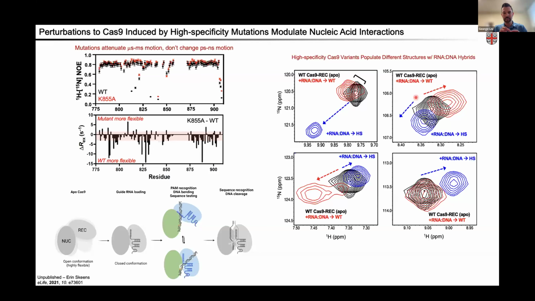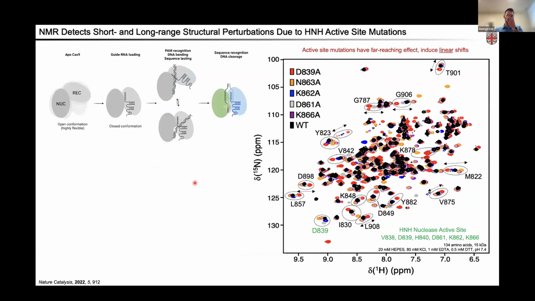So what's happening is that the interaction with the hybrid at the residue level is distinct from wild type in these high specificity cases. We're still doing a lot more work to tease this out, but this is just a snapshot of some ongoing things that we're doing to investigate this step of the process and how allosteric mutations play a role in that. Okay, so what about this final step?